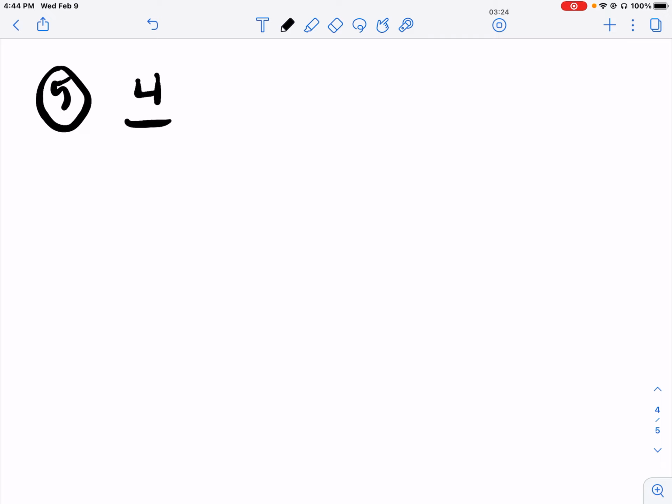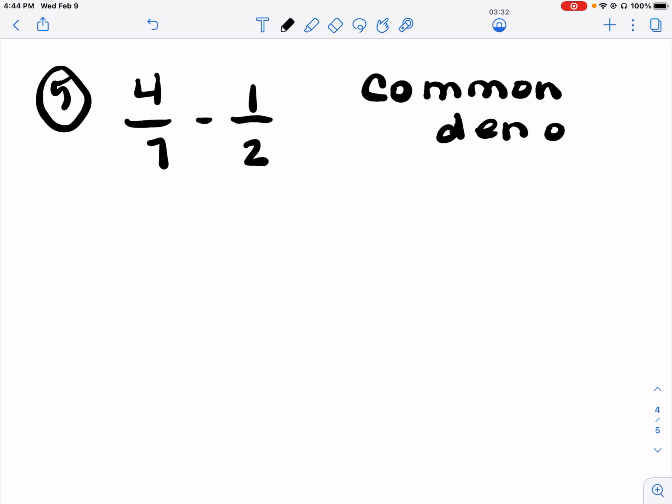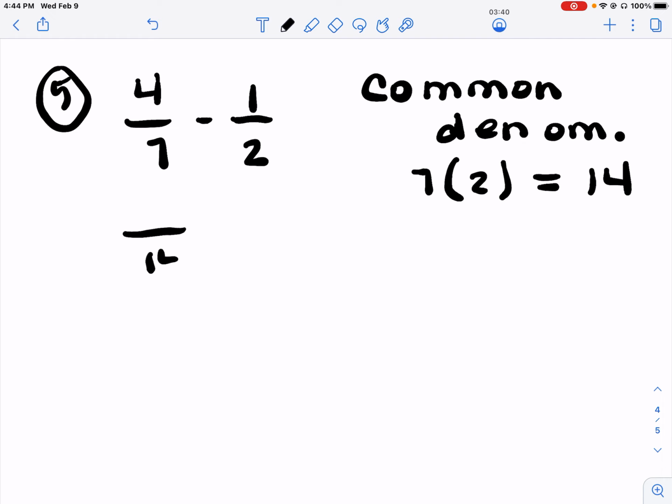Subtraction. We need a common denominator. You can always multiply. Okay, so we need these both to be over 14, 7 times 2. Okay, so let me erase that.